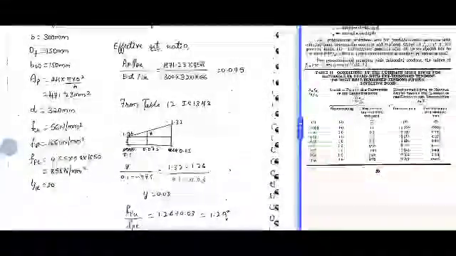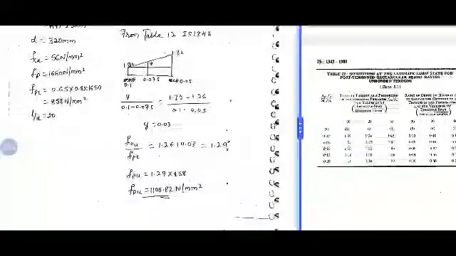0.075. So since it is unbonded case, we need to refer table number 12. So effective reinforcement ratio is 0.075. It lies between 0.05 and 0.1. L by D ratio is 20. So for FPU by FPE ratio, we need to refer column number 3 for L by D ratio 20.